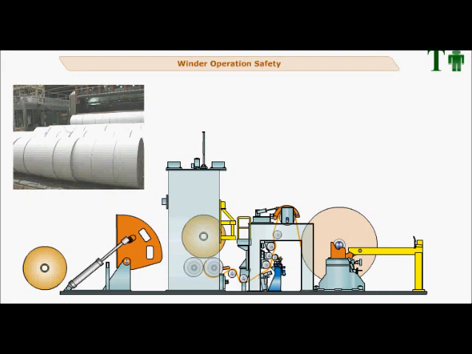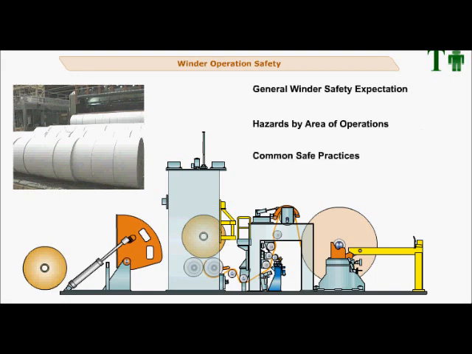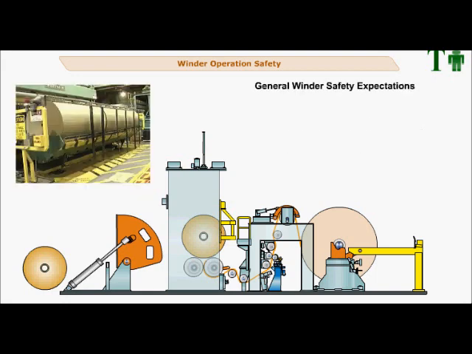This winder operation safety training consists of the following major sections: the general winder safety expectations, hazards by area of operations, and common safe practices. The general winder safety expectations portion explains some of the general dangers of operating the equipment and your responsibility as a team member or employee.